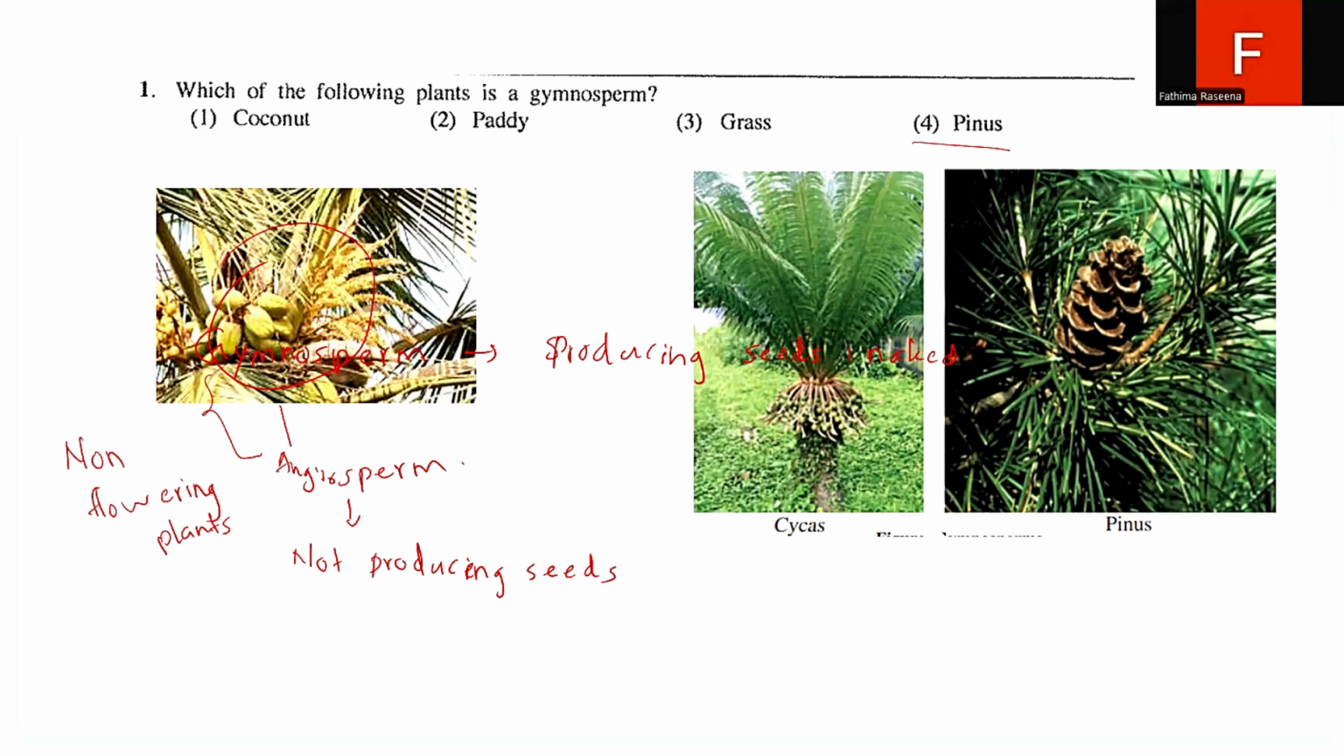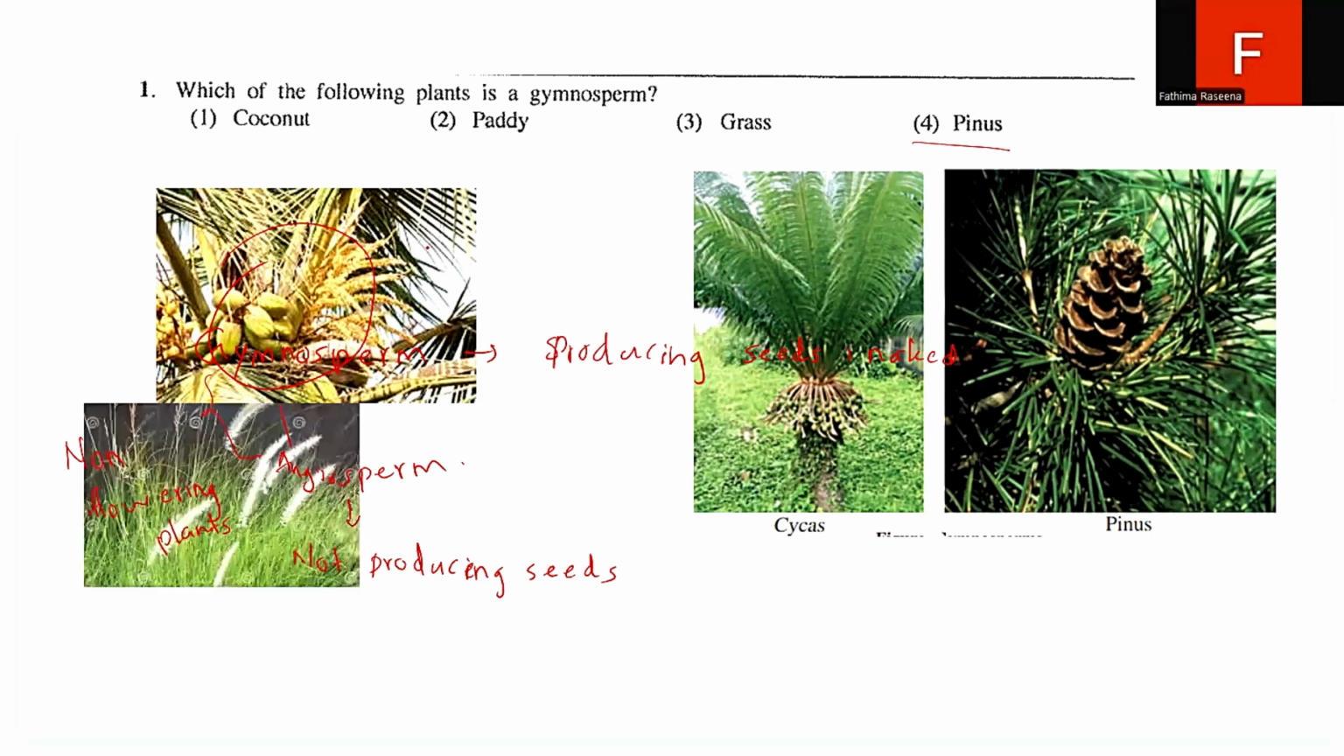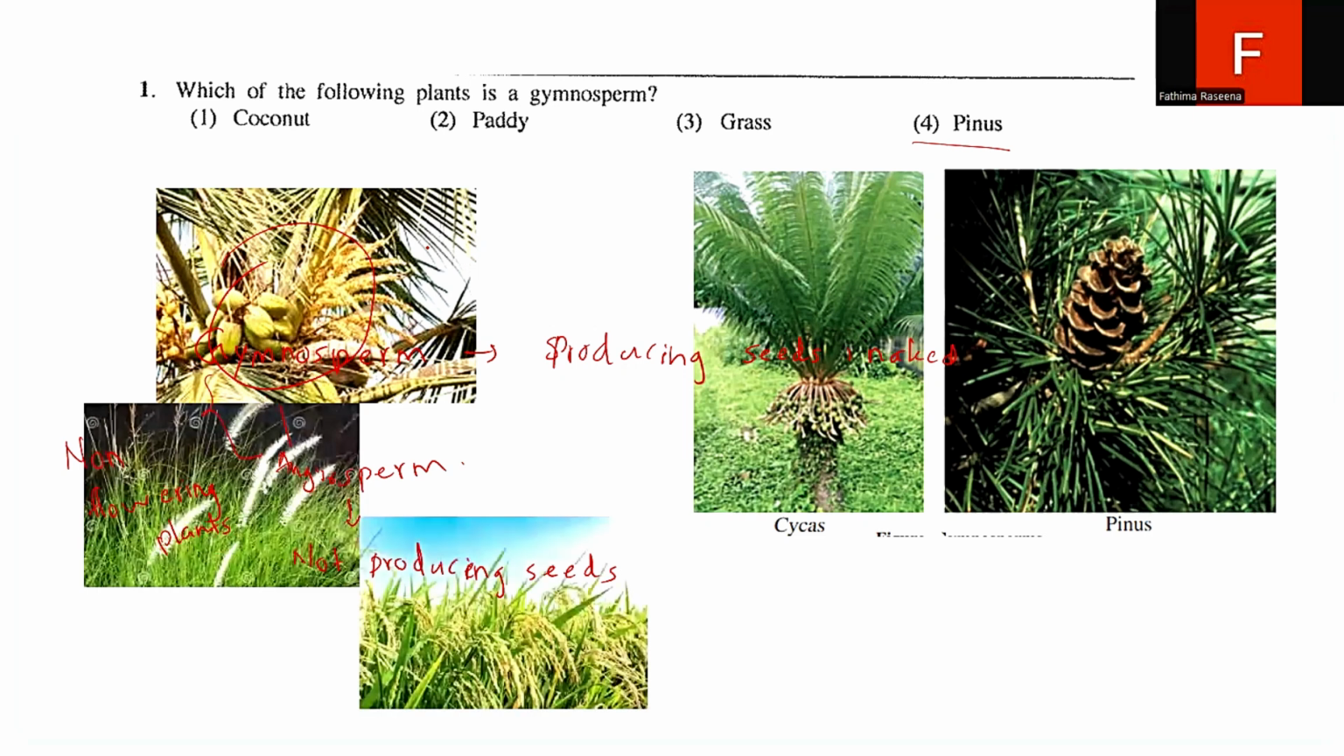So this is a monocot. And the paddy also produces the flowers. They produce the flowers and produce seeds. These paddy are the one seeds. After that they form, right? These are flowers, then form the seeds. So they are monocots. Coconut, paddy are monocot. And grass, they also produce the flowers, so they also come under the monocots.